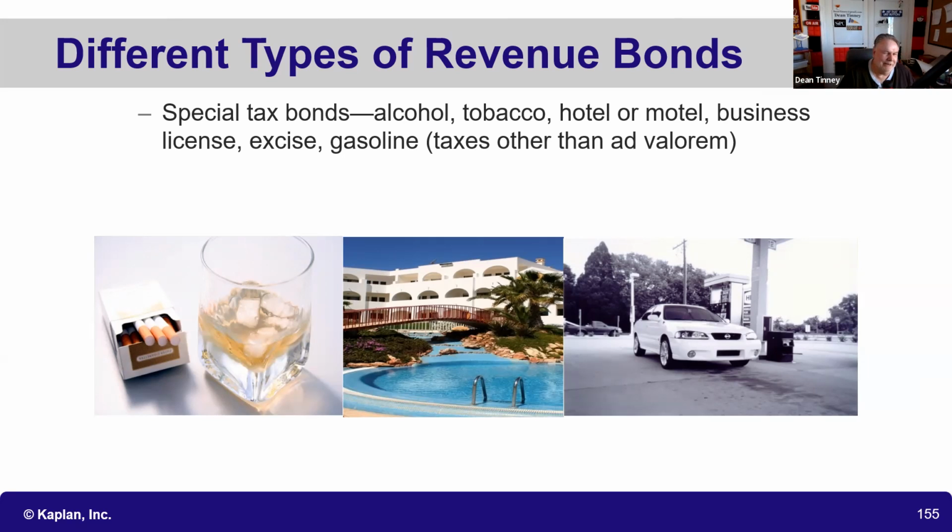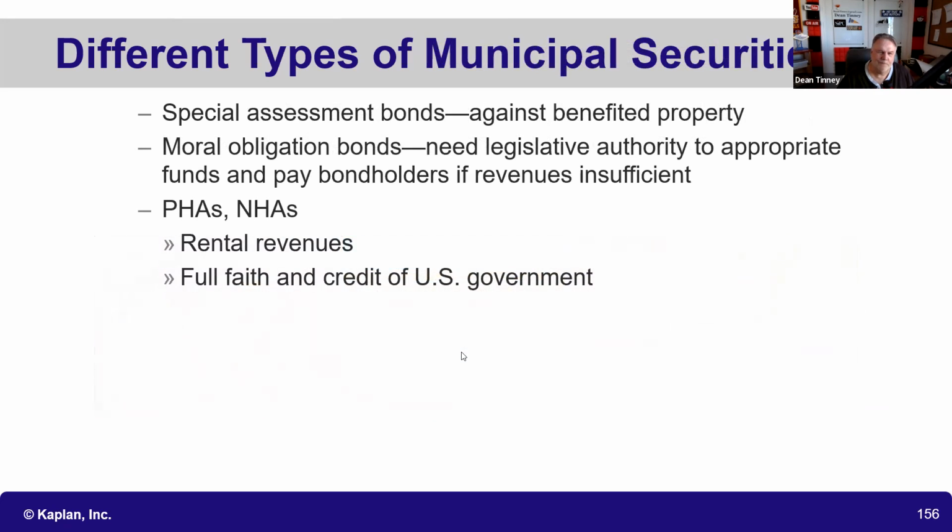Again, these are things we can tax. In California, we had a sneaky snacks tax, an excise tax on unhealthy snack foods. So you want to buy like a Ding Dong or whatever, it's going to cost you some money. And then gasoline taxes, and as you see here, taxes other than ad valorem. And then I like the little pictures we have here for you. Against the benefit of property.